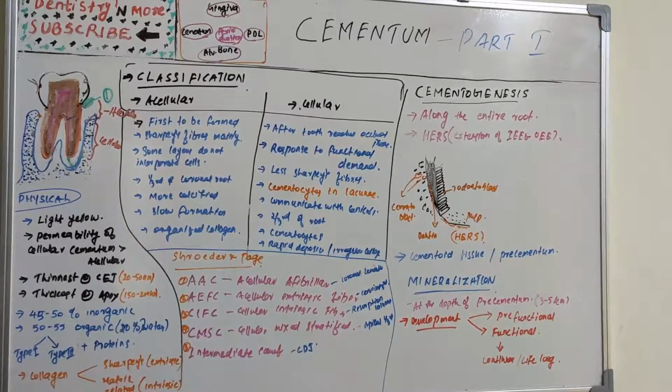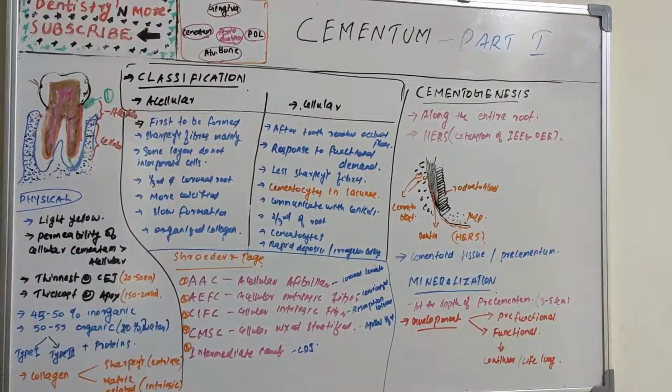And the fourth one is cellular mixed stratified cementum, which is formed by both cementoblasts and fibroblasts. Okay, so it is a combination of cellular intrinsic fiber cementum and acellular extrinsic fiber cementum.